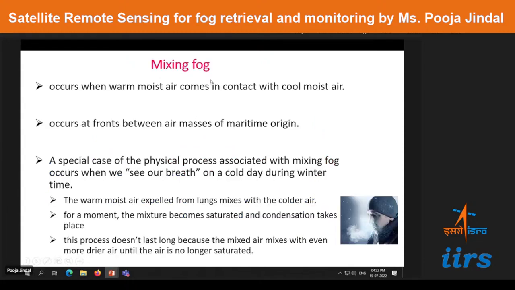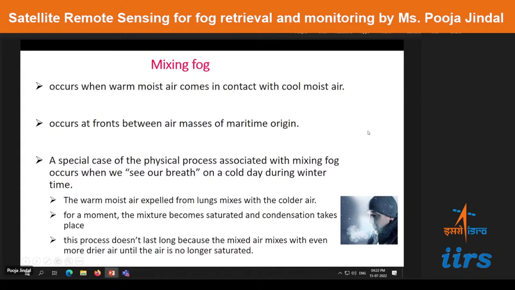Then coming to the mixing fog. Mixing fog occurs when the warm moist air comes in contact with the cool moist air, right? So of course, when these two types of air, warm and cool moist air, combine together, there will be cooling of this air. The cooling is there, but moisture is also there. So there is a possibility that the total parcel, the mixture, may reach the dew point temperature and fog formation may take place. Such kind of fog usually occurs at the fronts between air masses of maritime origin.